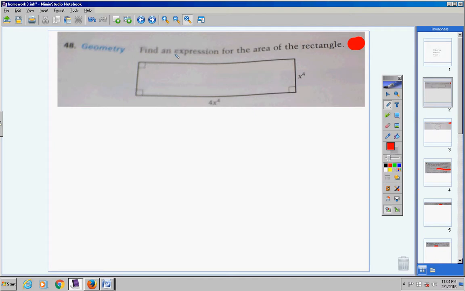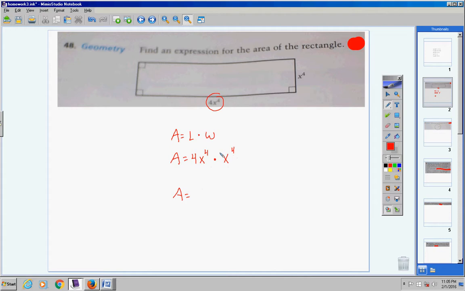Notice they did not say find the area. They said find an expression for the area. So area equals what? Length times width. So your length is 4x to the 4th right here, times your width is x to the 4th. Now multiply these together and we're done.